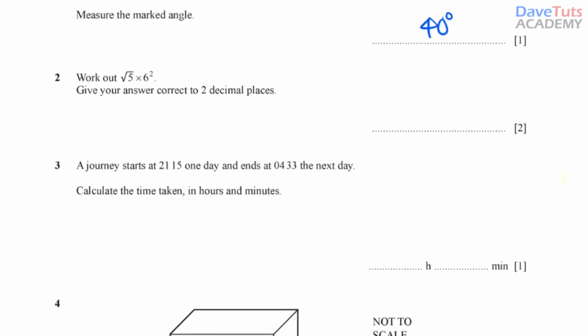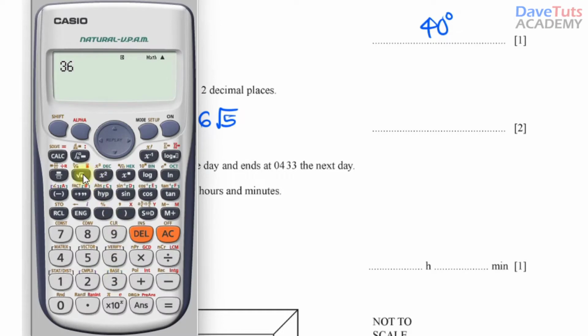So here in this second question, we have to work out root 5 times 6 squared. 6 squared is 36, so we have it as 36 root 5, but we have to give our answer correct to 2 decimal places, so we can use our calculator for that. So we have 36 root 5, and what's that going to give us?